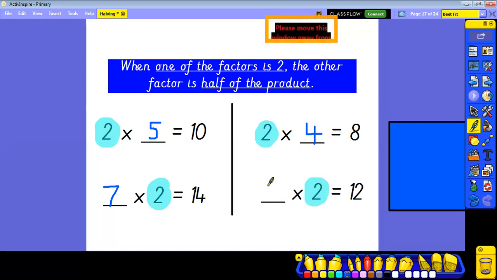And same again here, that means that our mystery factor is going to be half of 12. Now, if I don't know what half of 12 is off the top of my head, then I can count in my 2's until I reach it. So I already know that 4 2's are 8 because I've just worked that out. 5 2's are 10, 6 2's are 12. So I counted 6 2's, so that means my other factor is 6, and that means that 6 is half of 12, and 12 is the same as double 6.